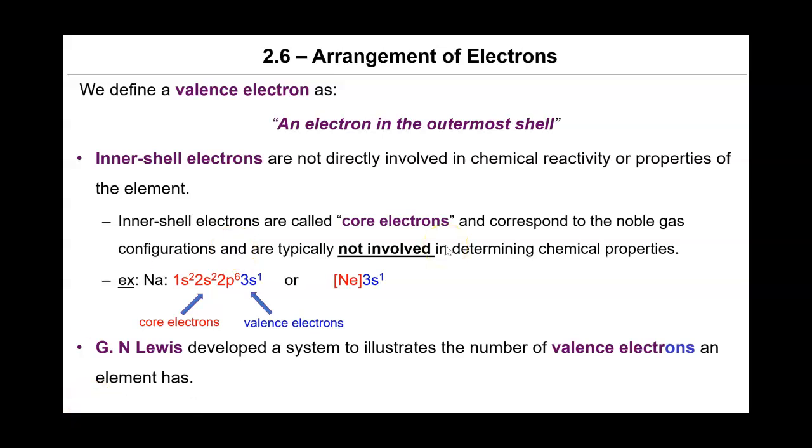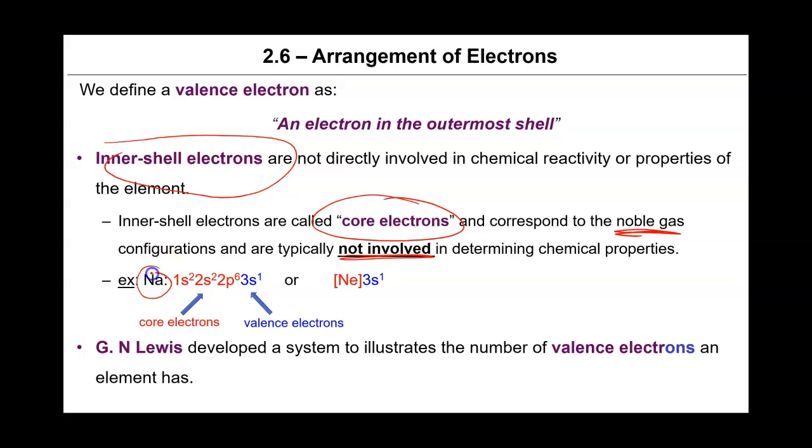We can define a valence electron as an electron in the outermost shell. It's important to realize that inner shell electrons are not involved in chemical reactivity or determining the properties of an element, because they are buried inside this layer of the outermost shell. The inner shell electrons are called the core electrons, and you'll find that they're always in the arrangement of a noble gas, and they're not at all going to be involved in determining chemical properties.